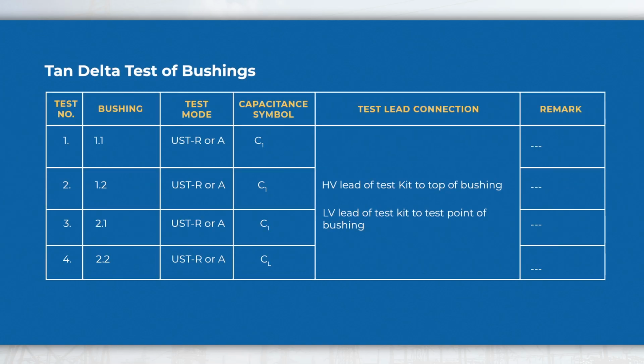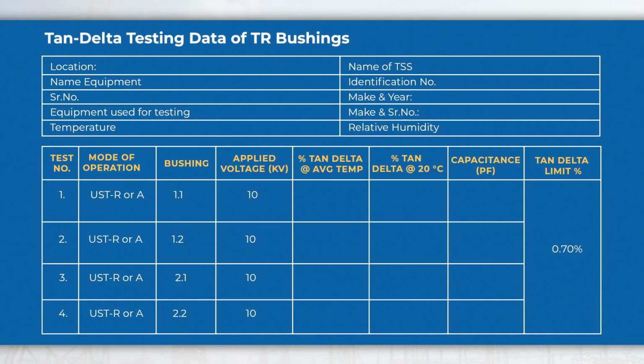Individual bushing should be tested in a similar manner as the winding tested. Same is also shown in table. Testing data may be recorded in this format for further investigation and future reference.